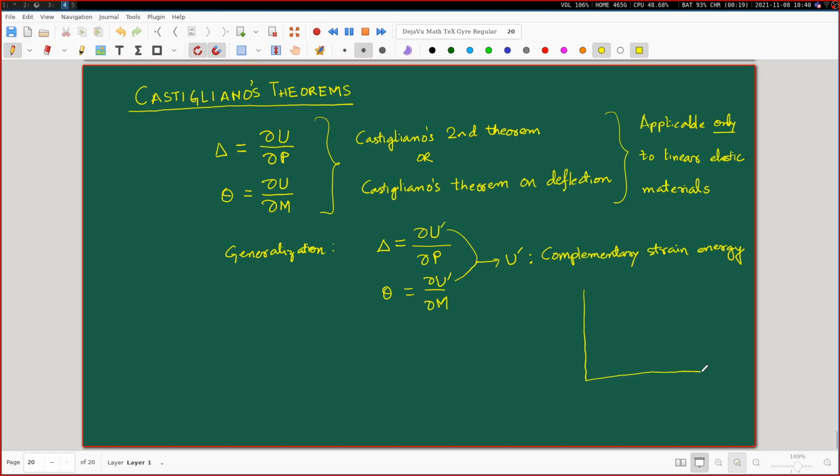suppose we have a material behavior like this. This is Hooke's law, where this is sigma and this is epsilon, and the total area under this is the strain energy density. This is basically U naught. This entire integration under the sigma-epsilon plot is the U naught, and the complement of that, this part, is the U naught dash. This is the complementary strain energy density. From geometrical considerations, since this overall thing is a rectangle and this is just a diagonal, the areas of both these triangles are the same. So U naught is equal to U naught dash for a linear elastic material.